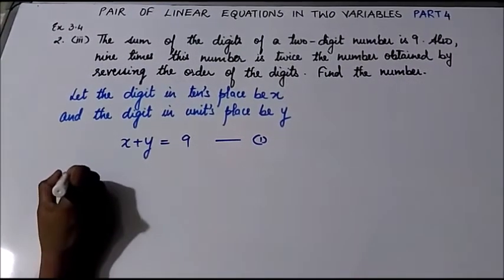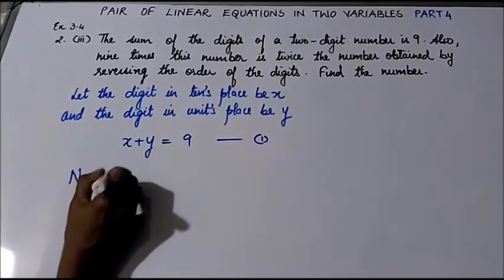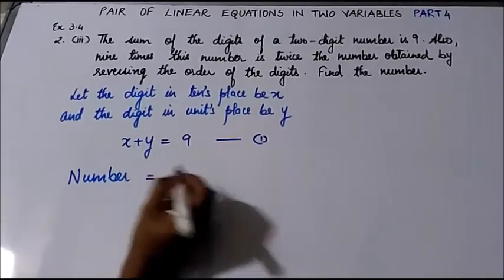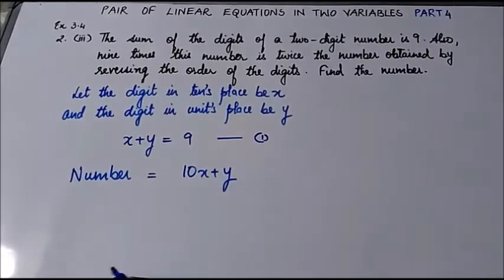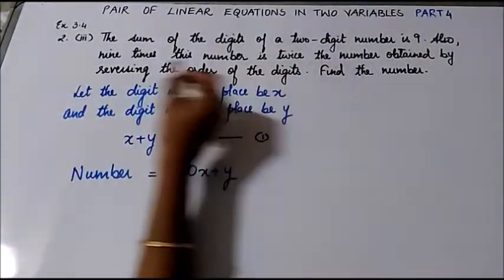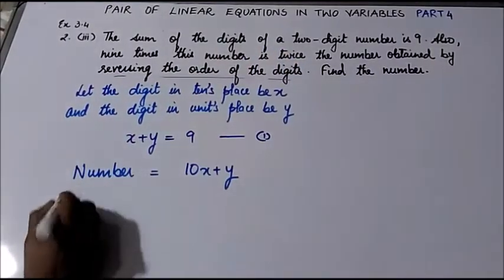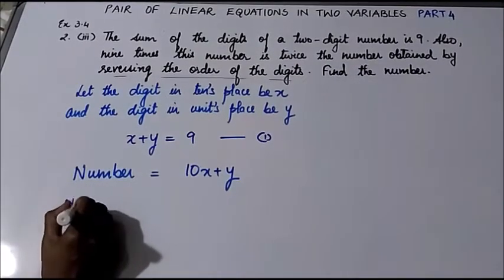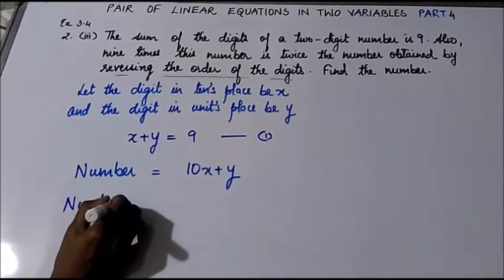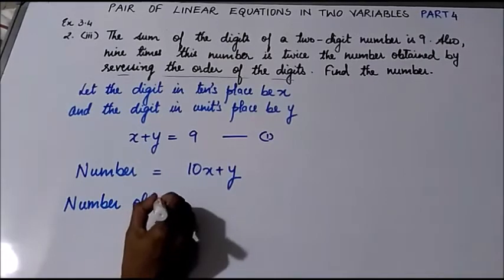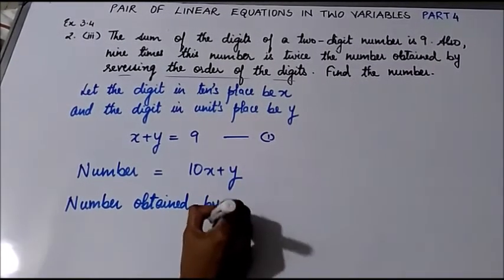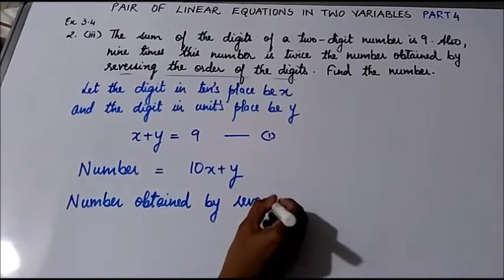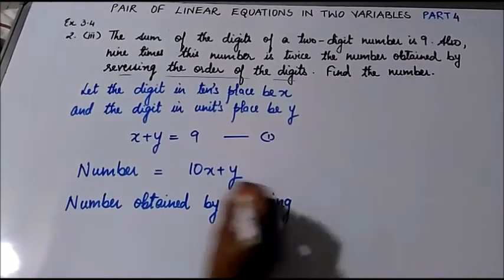Next, also 9 times the number. So let us write here: the number is equal to 10x plus y. And it is given here, the number obtained by reversing the order of the digits.